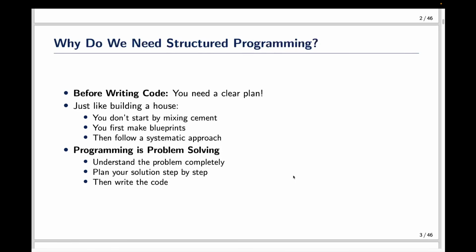And you first of all make some blueprints, some drawings over there. So similarly, whenever you are trying to have code written, you have to have the problem solving approach. This problem solving approach is something very important. You have to understand the problem completely and plan your solutions step by step. This is very, very important. Then you have to write down the code.